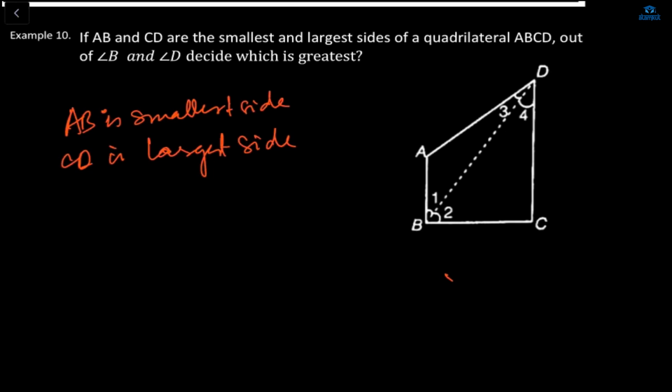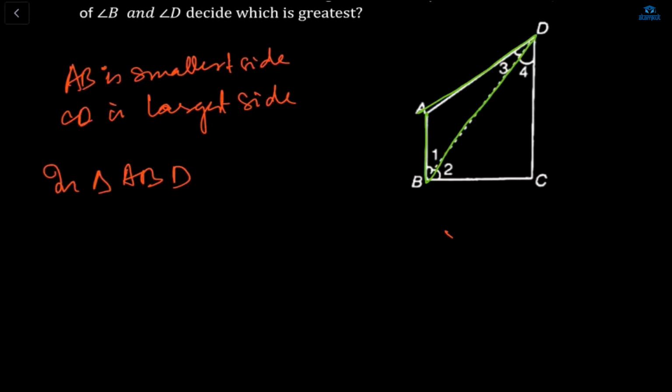Okay. Now in triangle ABD, I'm talking about this triangle. In triangle ABD, AD is greater than AB. How can I write this? Any idea? Yes, ma'am, because AB is the smallest side. Yes, very good. That AB is the smallest side is given. So obviously AD will be greater, because we are comparing only these two. So AD will be greater than AB.